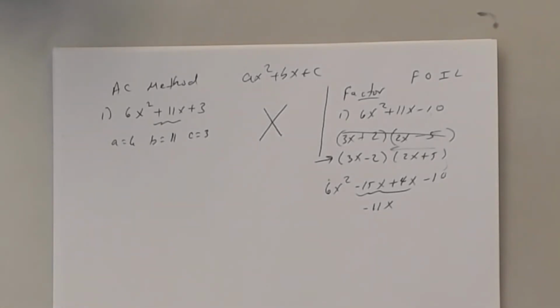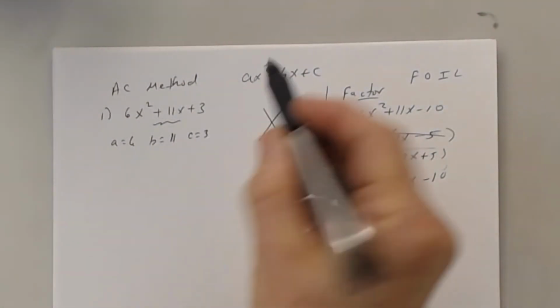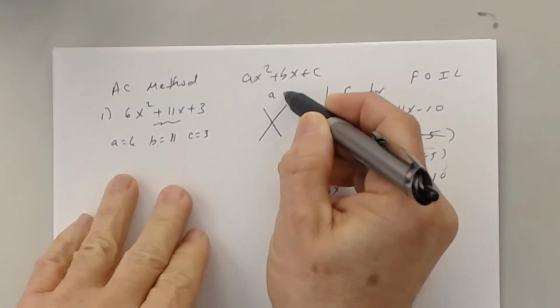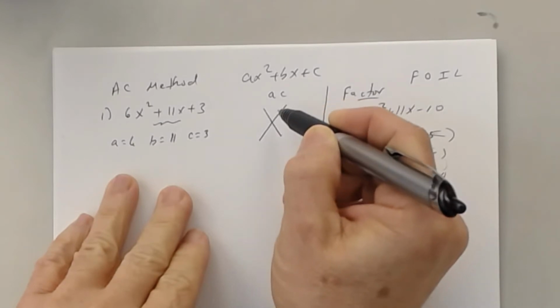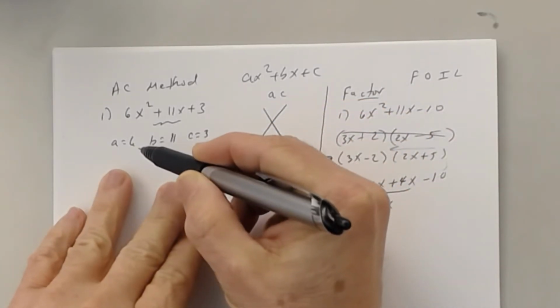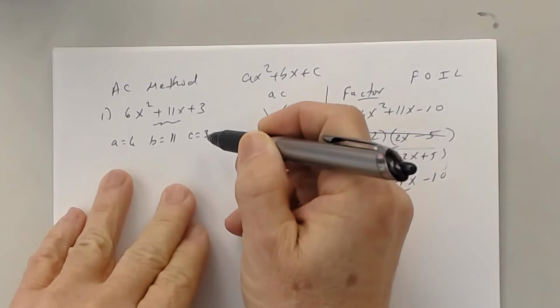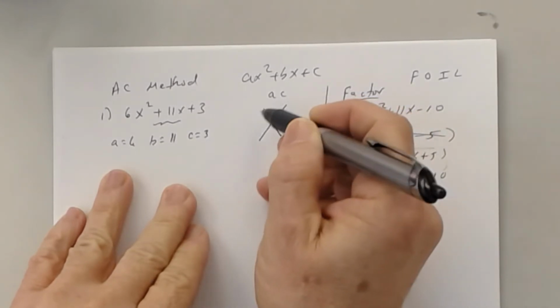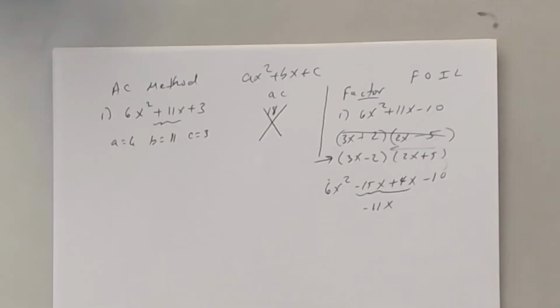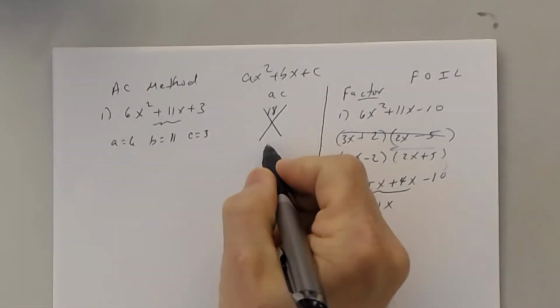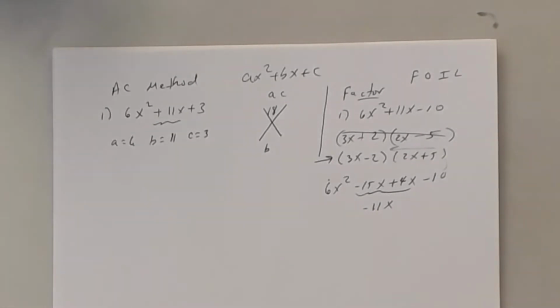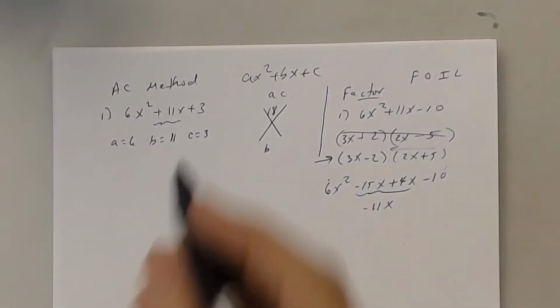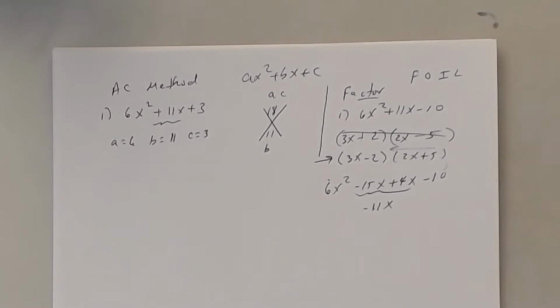All right, so here's the AC method. You're going to look at the product AC, and that goes in this one right here. So if A is 6 and C is 3, then what's the product of A times C? 18. So that's going to go here. That's what goes in that little spot, 18. B will go at the bottom part. What's B in this case? 11. That goes here.